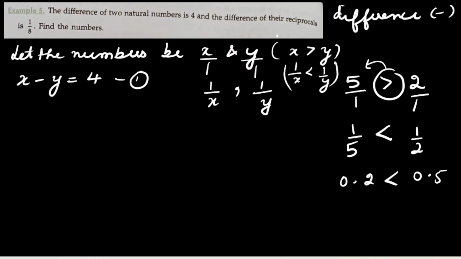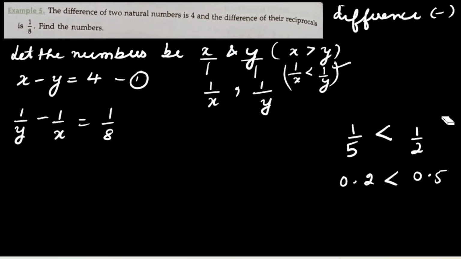Second equation: when I am writing the difference of the reciprocals, here I know 1 by y is greater. So I will write 1 by y minus 1 by x is equal to 1 by 8. Whenever the difference is positive, the greater number is written first. So here the greater number is 1 by y. That's why we have to write 1 by y minus 1 by x, because of this concept. If anyone has any doubt, you can tell me.